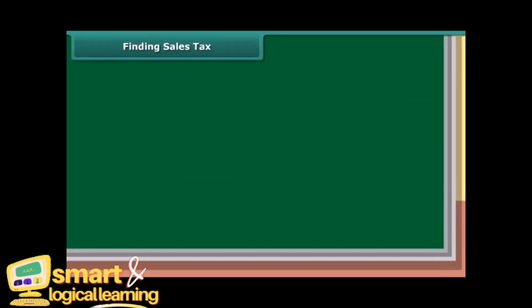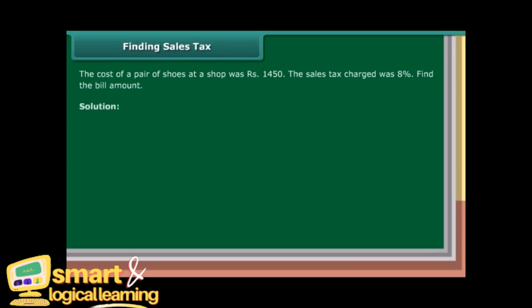Finding sales tax. The cost of a pair of shoes at a shop was rupees 1450. The sales tax charged was 8%. Find the bill amount. Solution. On rupees 100, tax paid was rupees 8. On rupees 1450, the tax paid would be 8 upon 100 into 1450 is equal to rupees 116.